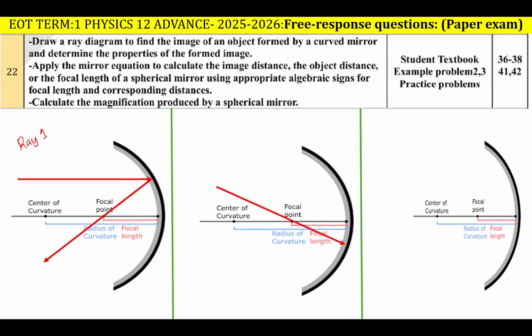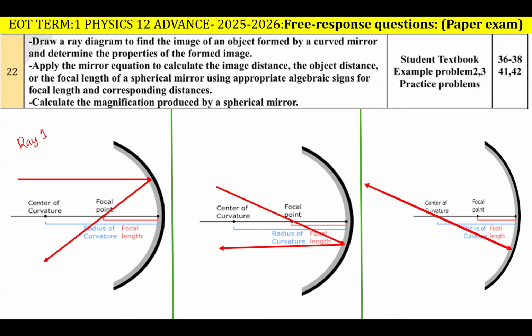Ray number 2 is the ray which passes through the principal focus, and then after reflection, it becomes parallel. Exactly the opposite of what we drew in ray number 1. Ray number 3 is a ray which passes through the center of curvature and goes back through the center of curvature. So it goes straight forward and backward, passing through the center of curvature.